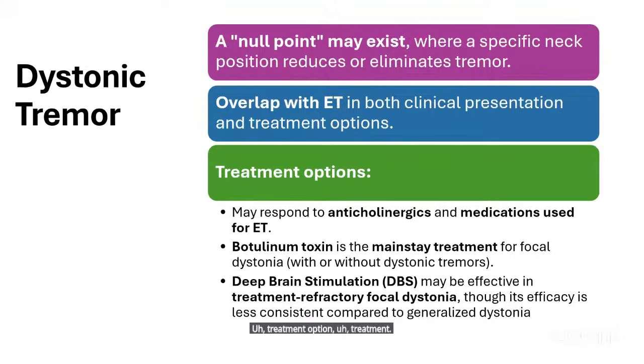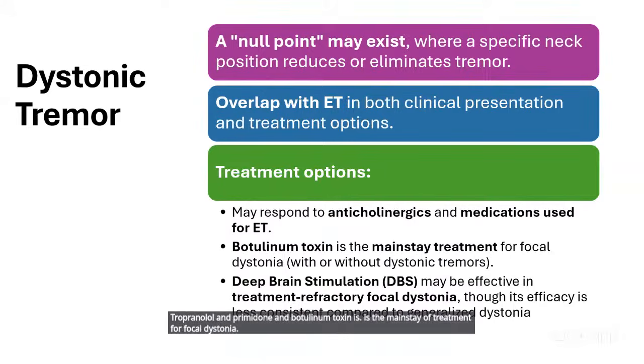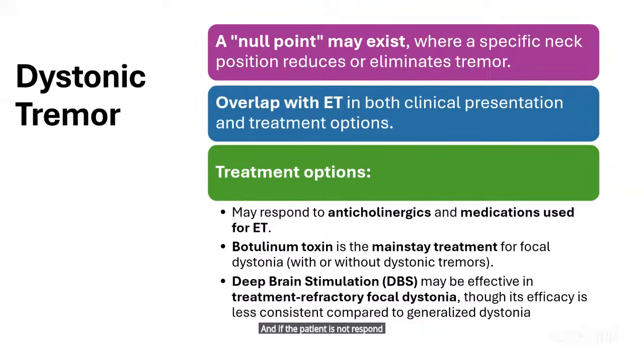The treatment options in dystonic tremors are anticholinergics and the medications used for essential tremors, that is propranolol and primidone, and botulinum toxin is the mainstay of treatment for focal dystonia. And if the patient is not responding to the above two, we can go for deep brain stimulation, which is effective in treatment-refractory focal dystonia.